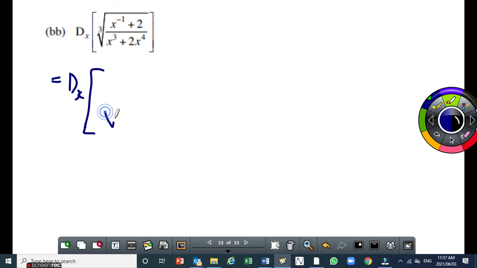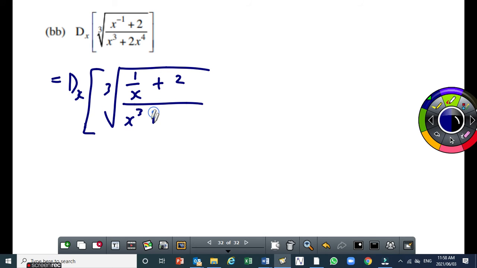Okay, so it's a cube rather. Let's keep that cube. So it will be x to the power of minus 1. Well, that x to the power of minus 1, I can just simplify and write it as 1 over x. Why do I want to write it as 1 over x? Because I want to simplify it. So that will be 1 over x plus 2, all over x cubed plus 2x to the power of 4.